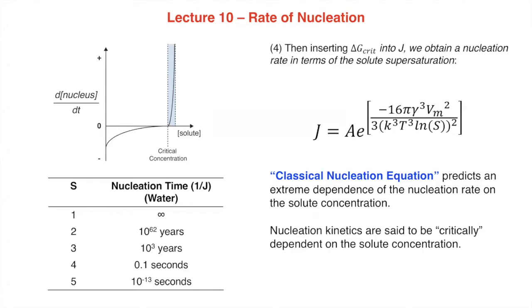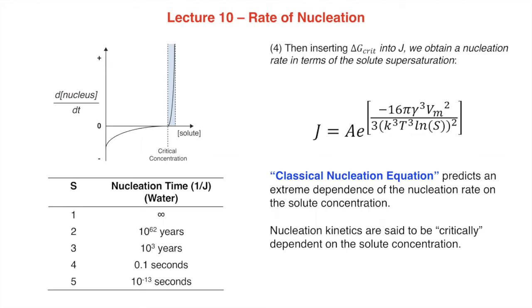Now, this is plotted as nucleation time, which is 1 over the rate. It's like the photoluminescence lifetime. So something that takes 10 to the 62 years is very slow. Something that happens in a femtosecond or a few femtoseconds is very fast. And the change in these kinetics is really happening over a very small change in concentration, a factor of 5. So the very, very strong concentration dependence of the kinetics for nucleation is one of the very interesting hallmarks of what's called classical nucleation theory.